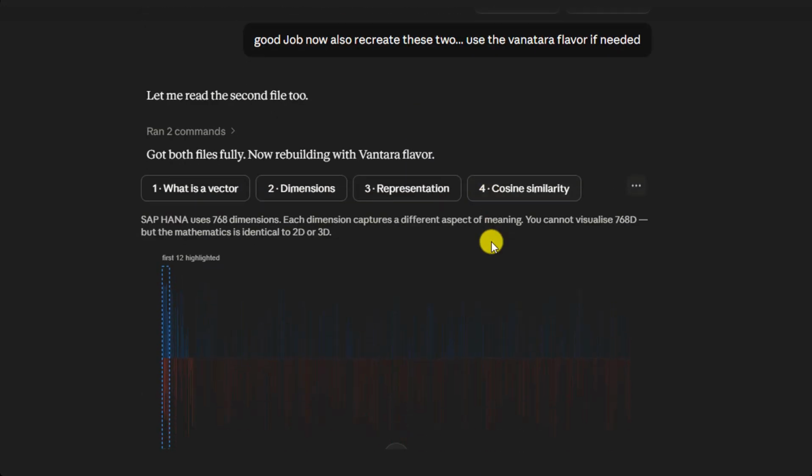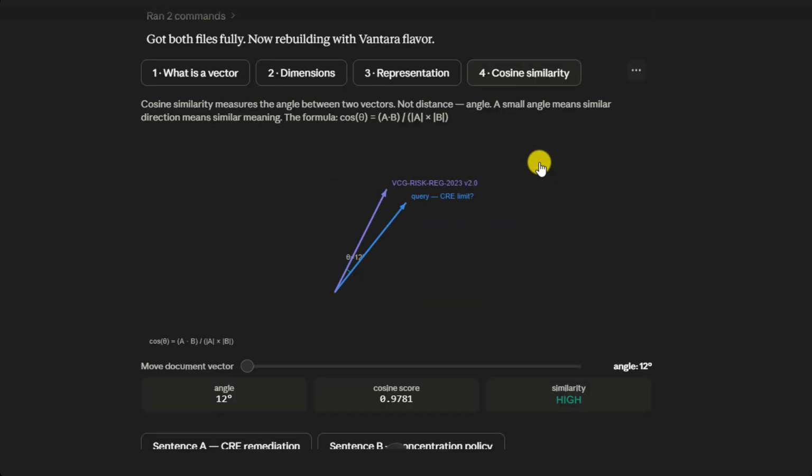All right, so let me bring you to the cosine similarity search here. This is how the search is going to work. For example, if you have a query asking about CRE limit, and you have different chunks, you can see here that the VCG risk register has a small angle, and the cosine score is about 0.97, which is pretty high. So this is a chunk which is relevant to this query. If I go across the spectrum, you see that the angle increases and the score reduces.